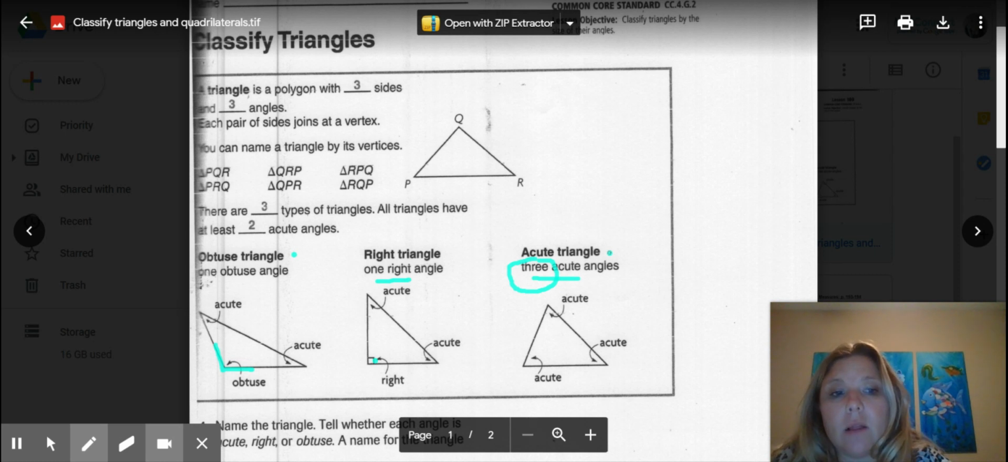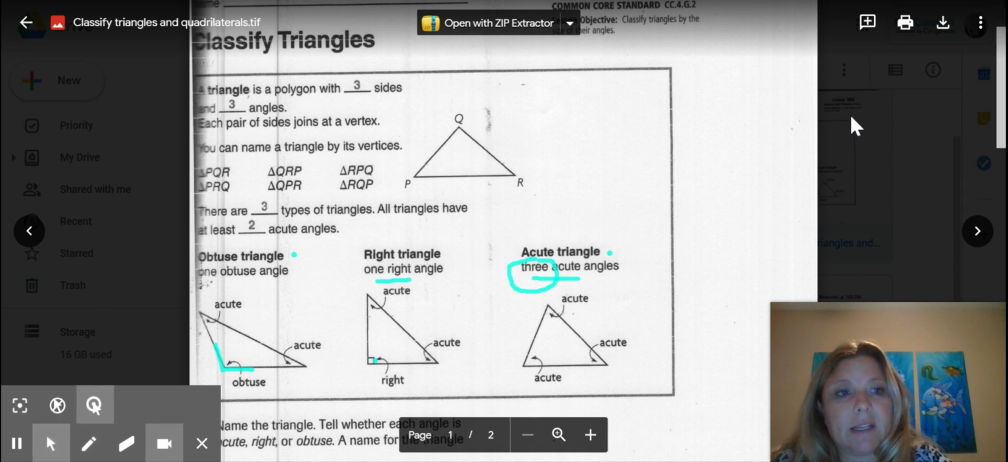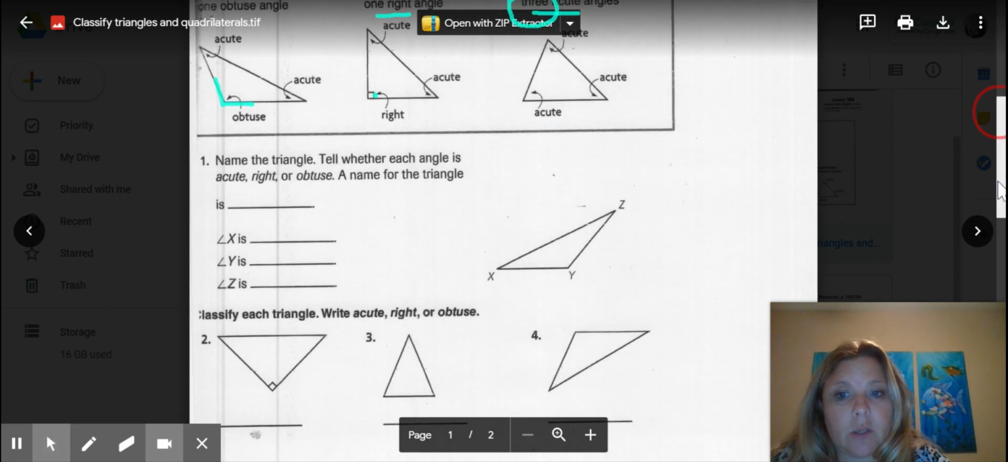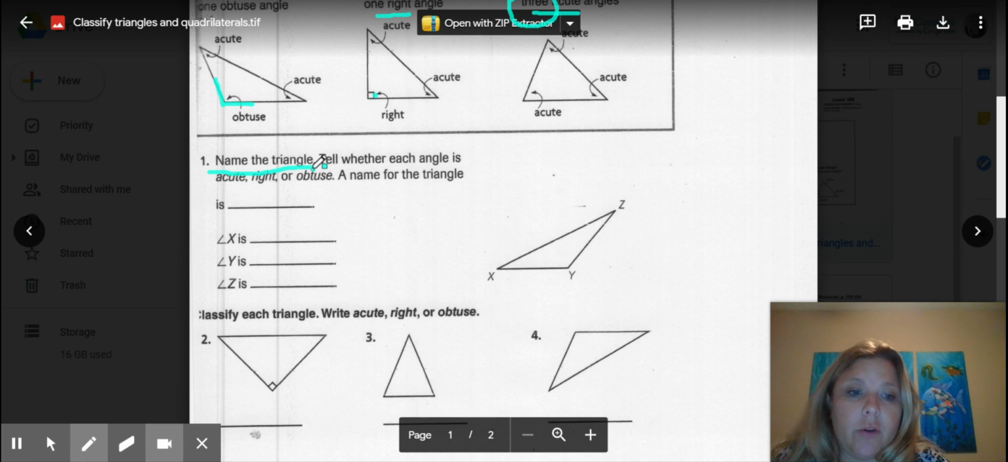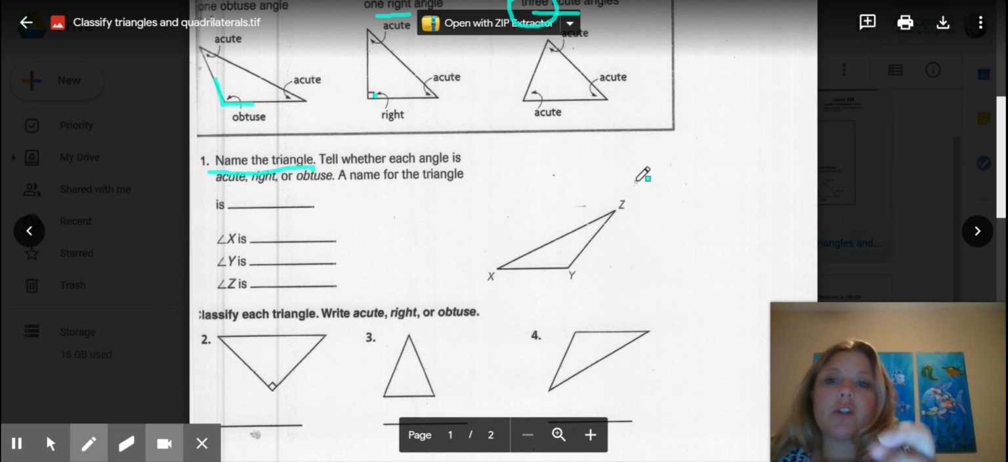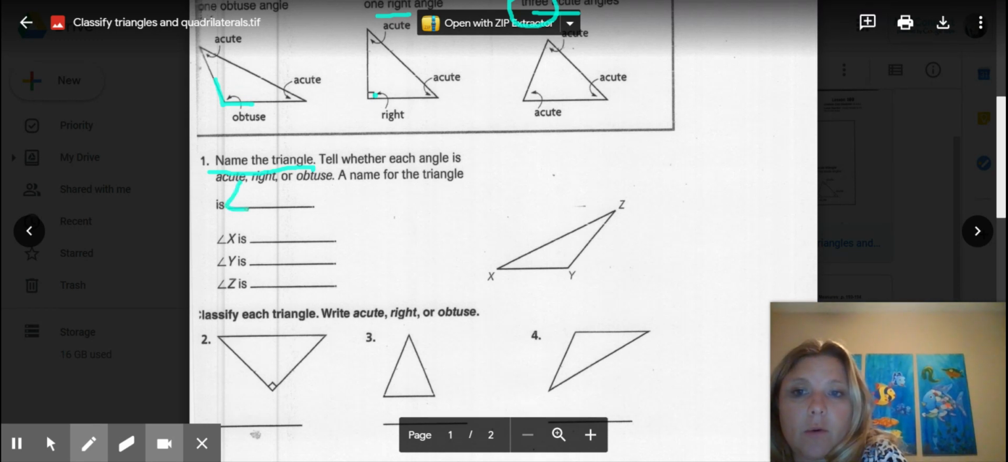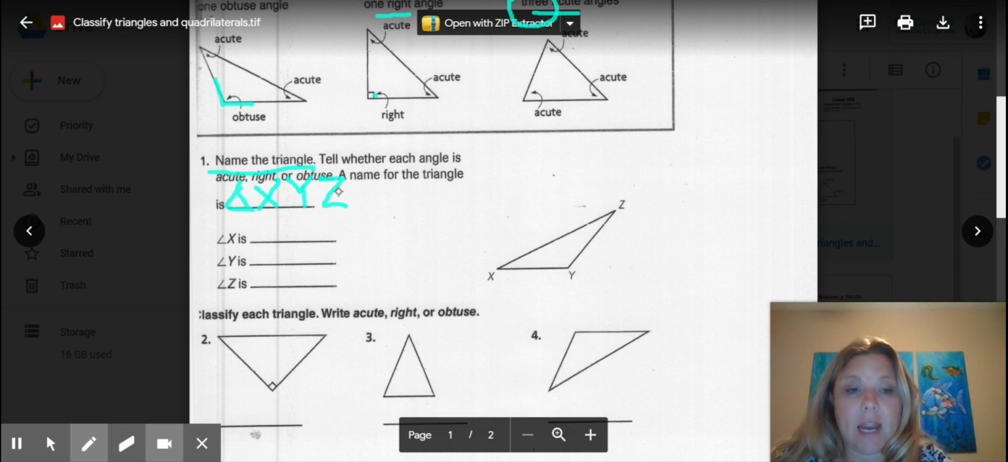Okay, now let's go ahead and go down to the worksheet because there's some clarification I want to do with this worksheet. When you have to name the triangle, all they're asking you to do is tell us what points they're using. So if I were to name this, first of all, I know it's a triangle. And then what letters am I naming? Well, I have an X, I have a Y, and I have a Z. And that's how I name it.